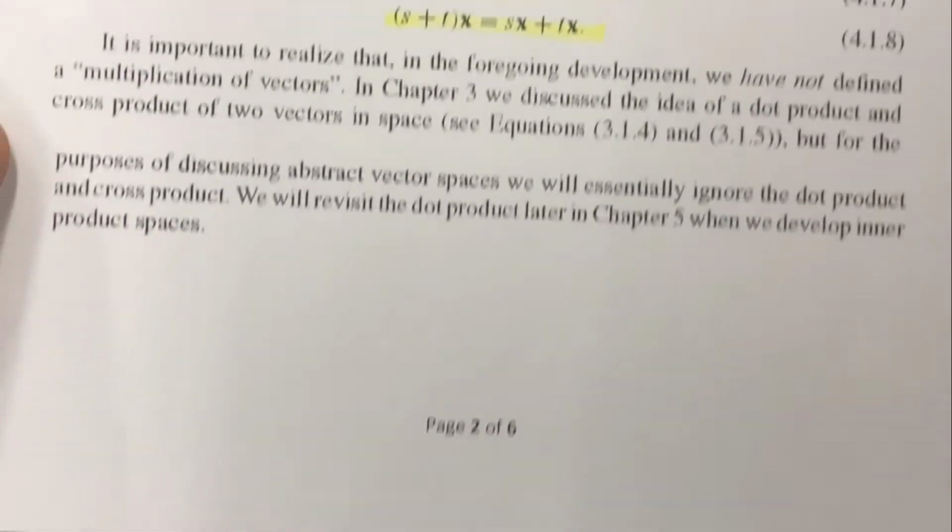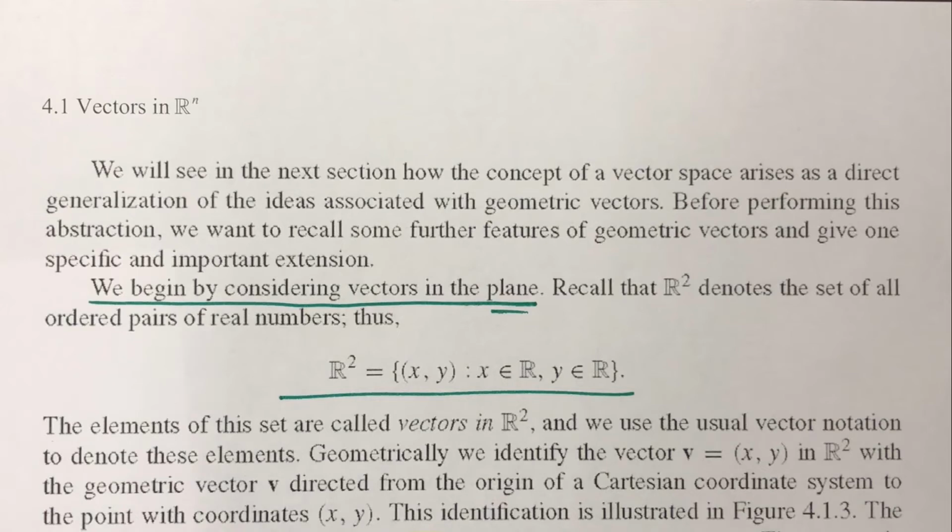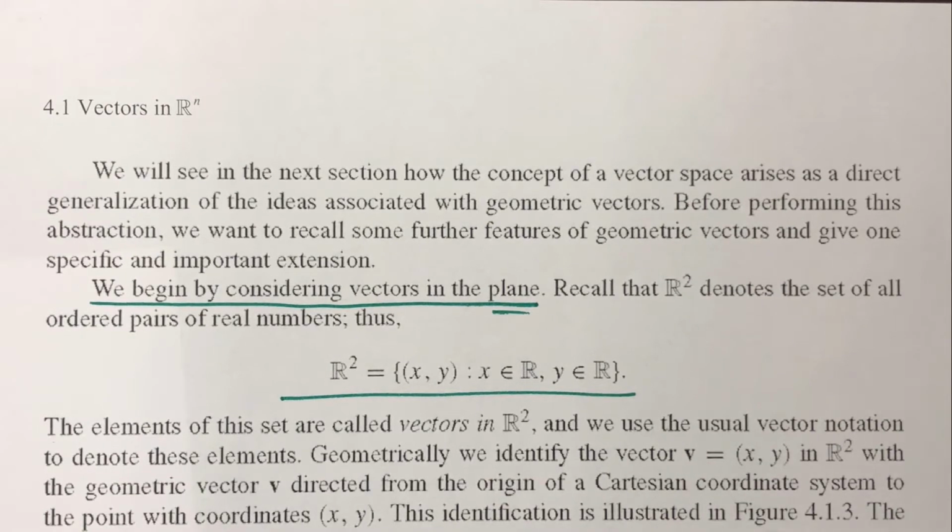Third page, this is the second page. Let's go to the third page. Third page is the following. We begin by considering vectors in the plane. Recall that R to the second denotes the set of ordered pairs of real numbers. So that's what we have.